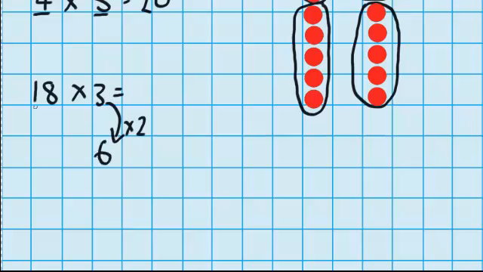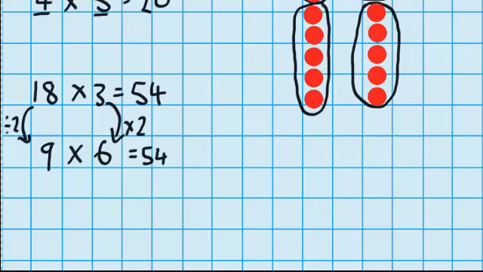and I need to make the 18 half as big, so to do that I'm going to divide by 2. 18 divided by 2 is 9, so now instead of having 18 times 3, I've now got 9 times 6, and that's a much easier question for me to answer because that's on my tables. 9 times 6 is 54, so 18 times 3 is 54.